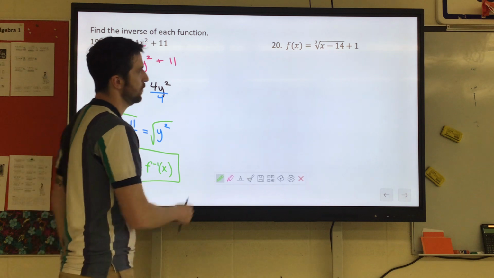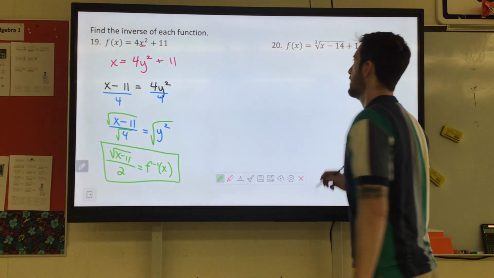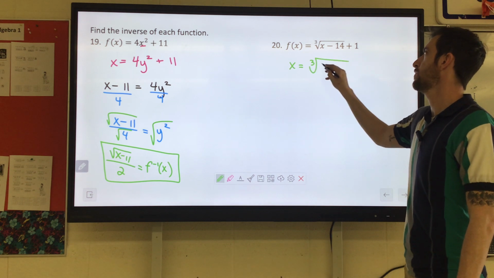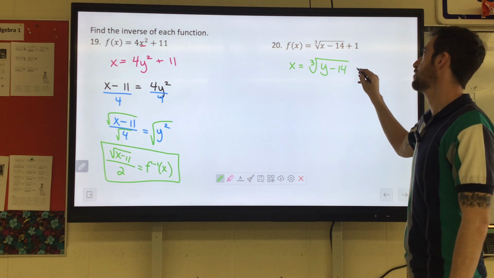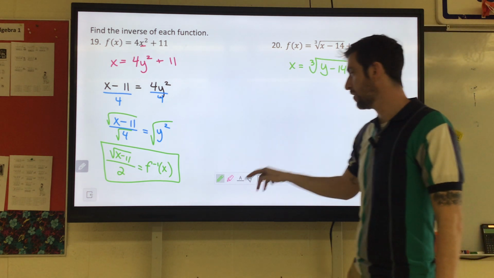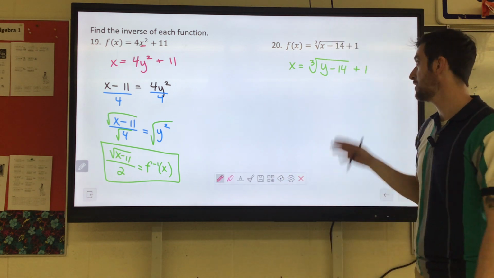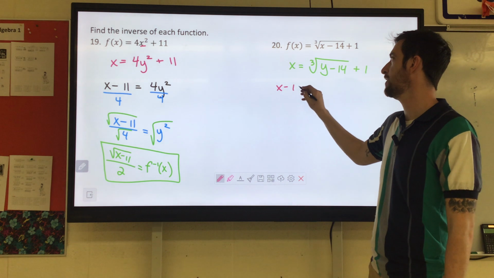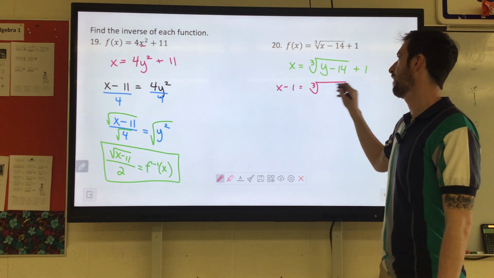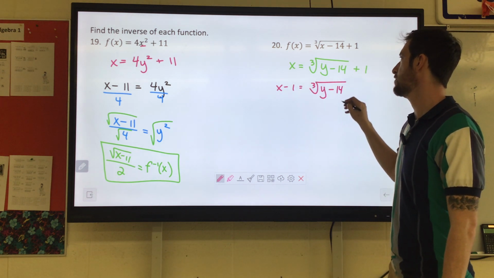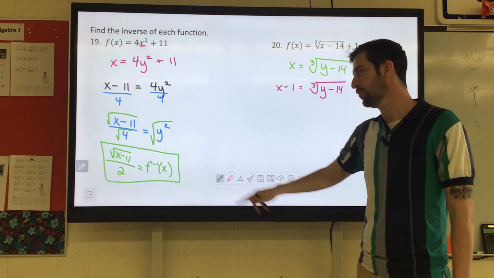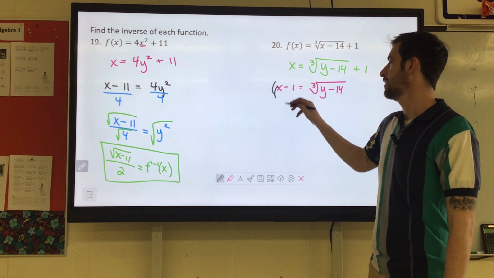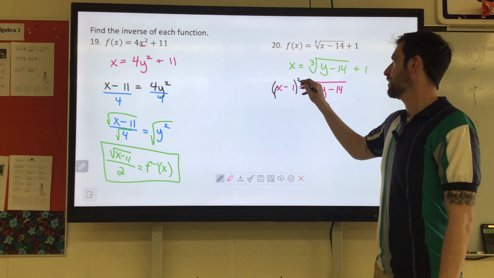One more. Switch the x and y. X equals cube root of y minus 14, plus 1. And we're resolving for y. We're trying to get y by itself. I see a loose plus 1 back here. We could subtract that to the other side. Now I've got this group that's being cube rooted. The opposite of cube rooting is cubing. So we're going to cube both sides.